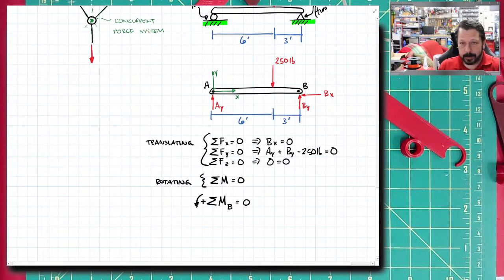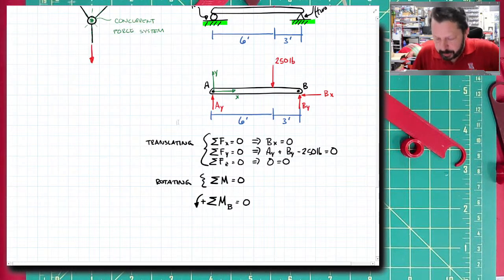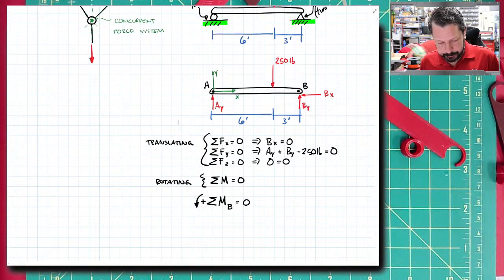So you draw a counterclockwise arrow and put a little plus sign in there, and that tells the reader that for this equation, any counterclockwise moments are going to be assigned positive signs, and clockwise moments are going to be negative signs. So it's the same thing as drawing the x-axis going to the right. That tells you that any forces going to the right are positive, and any forces going to the left are negative.